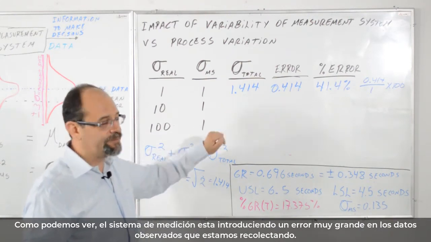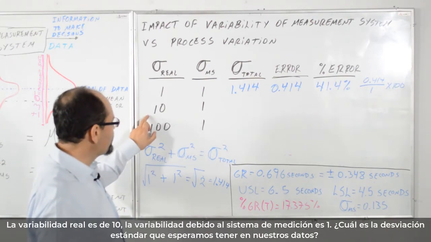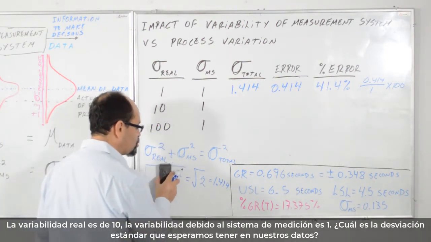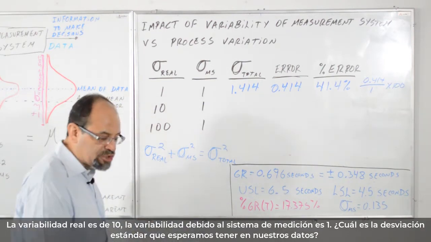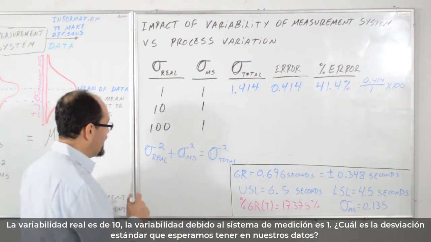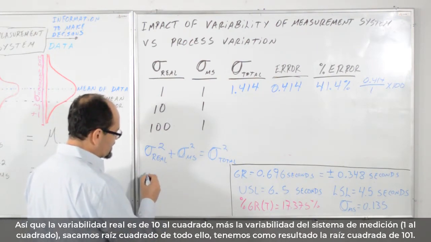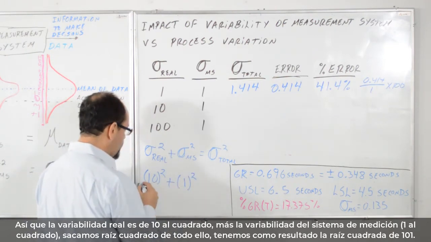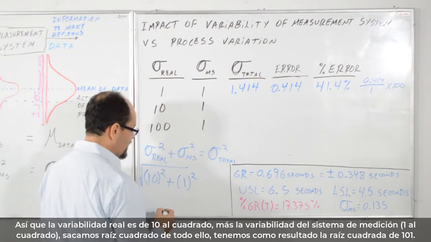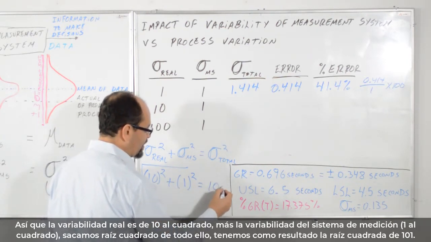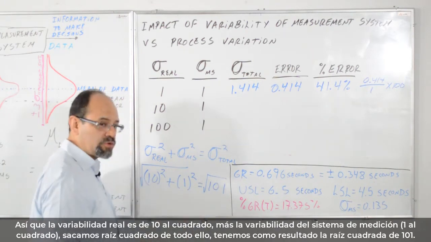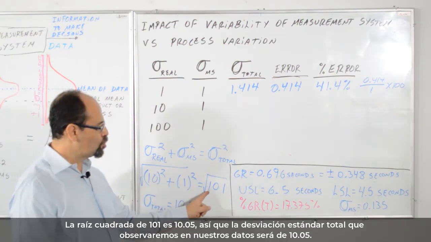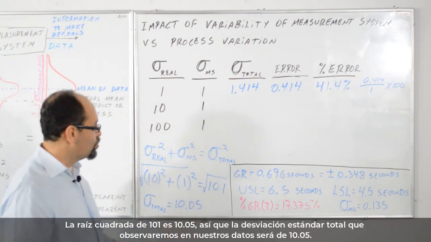Second scenario, the real variability is 10. The variability because of the measurement system is 1. What is the standard deviation that we are expecting to have in our data? Well, real variability is 10 squared plus variability of the measurement system, 1 squared, all of that under a square root, then that's equal to the square root of 101. Let's do the calculation for that. Then the square root of 101 is 10.05.